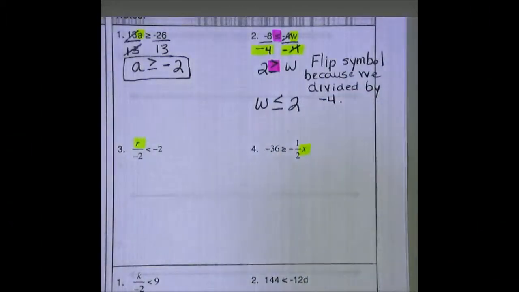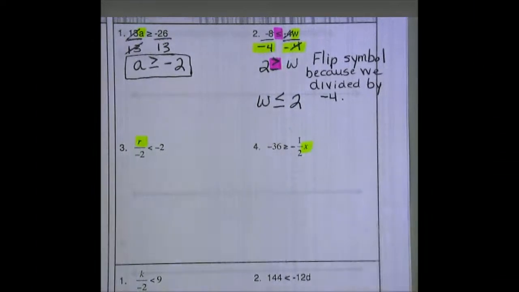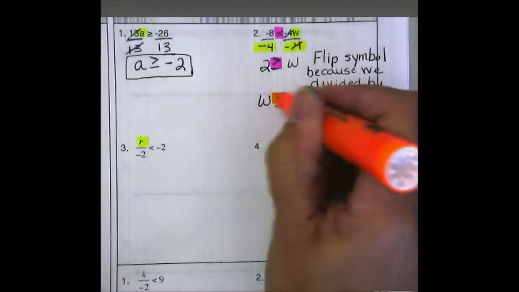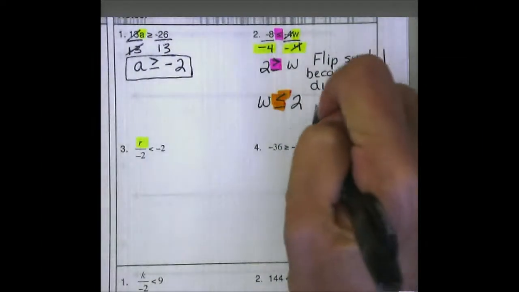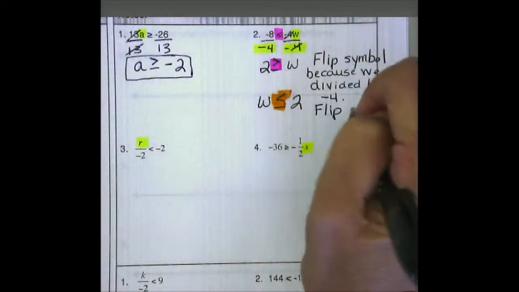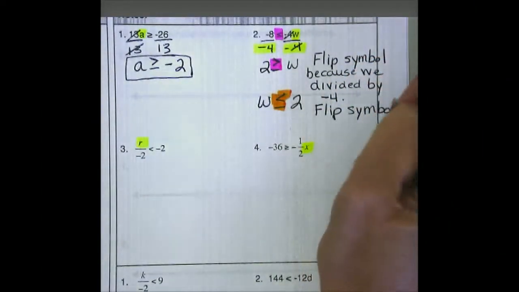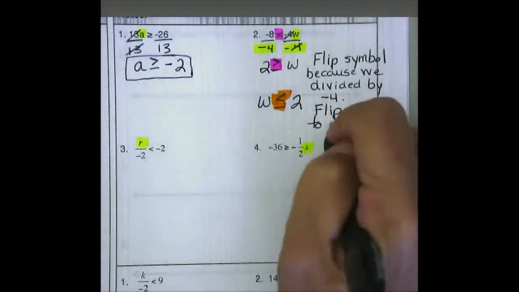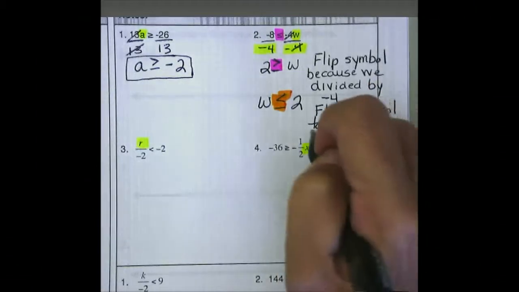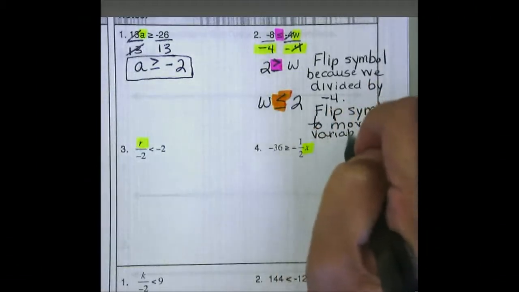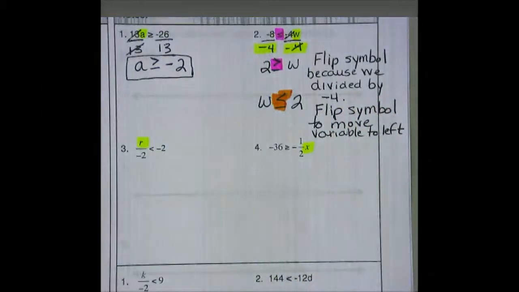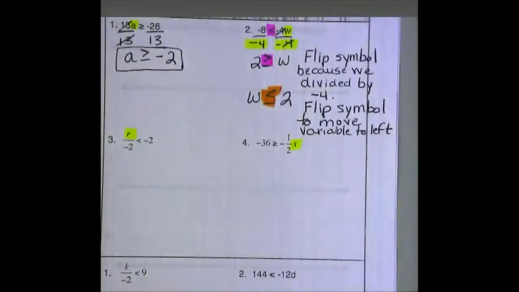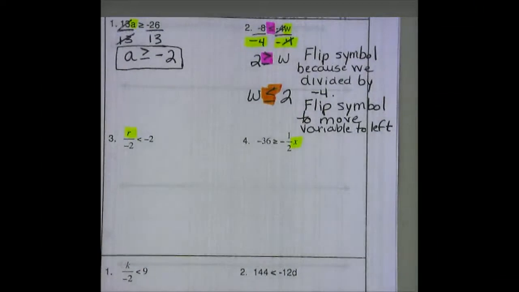So this time we reversed it or flipped it because we moved the variable to the right. Or to the left, sorry. Flip symbol to move variable to the left. So this one we had to flip it twice. So you really have to be thinking about what it is that you're doing when you work these problems. Let's look at number 3.